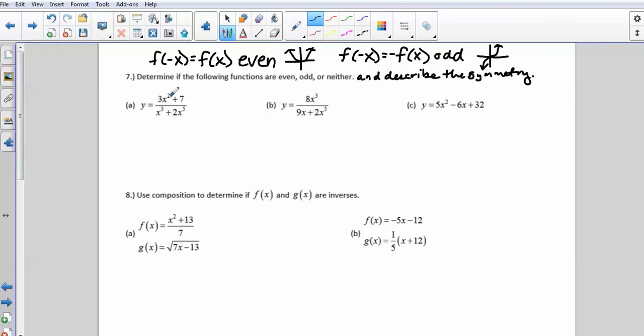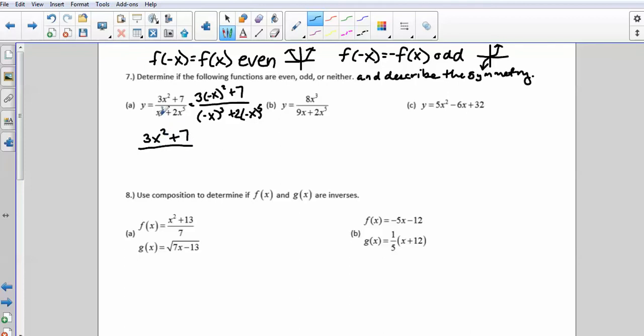So in A, I'm going to replace all of my x's with negative x. I get 3 times the square of negative x plus 7 over the cube of negative x plus 2 times negative x to the fifth. When you raise a negative to an even power, it turns positive. So my numerator goes to 3x squared plus 7, so the numerator stays the same.